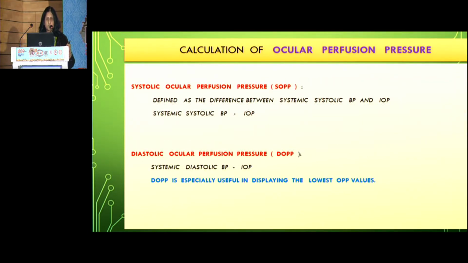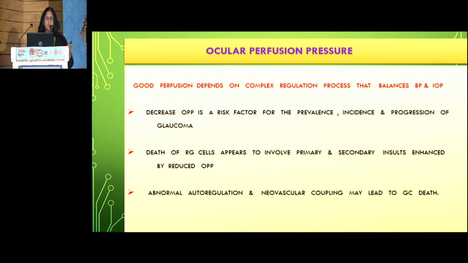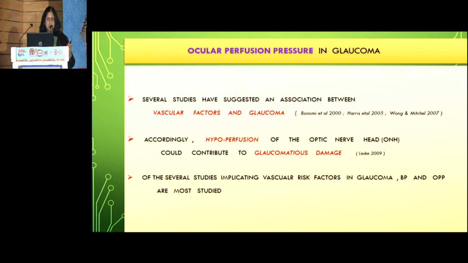Systolic ocular perfusion pressure is systemic systolic BP minus IOP, and diastolic ocular perfusion pressure is systemic diastolic blood pressure minus IOP, and this DOPP is especially useful in displaying the lowest ocular perfusion pressure values. So good perfusion would depend on a complex regulation process that balances blood pressure and intraocular pressure. Several studies have suggested association between vascular factors and glaucoma. So hypoperfusion of the optic nerve head could contribute to the glaucomatous damage.